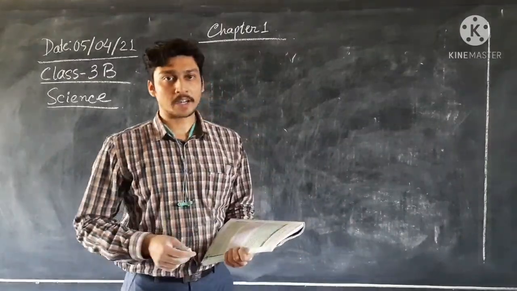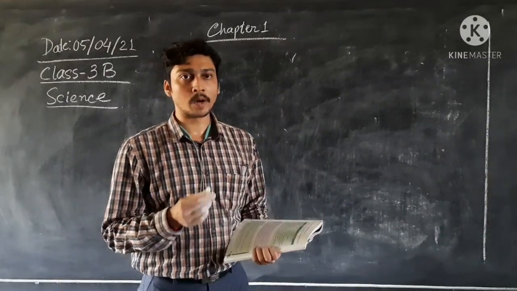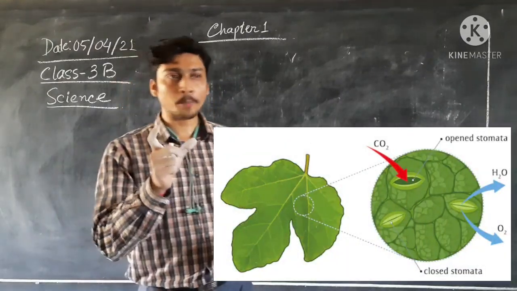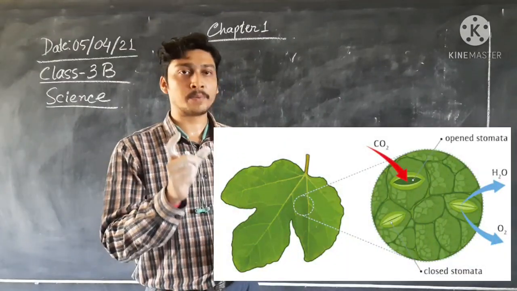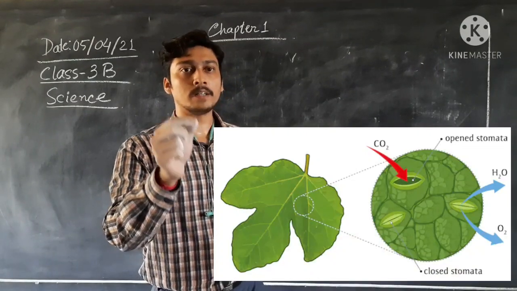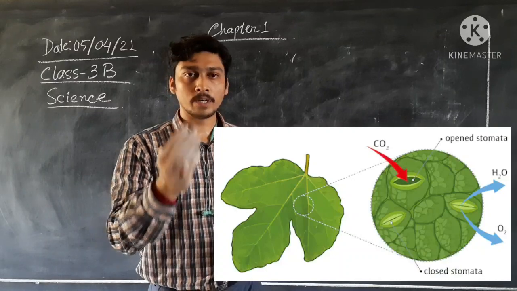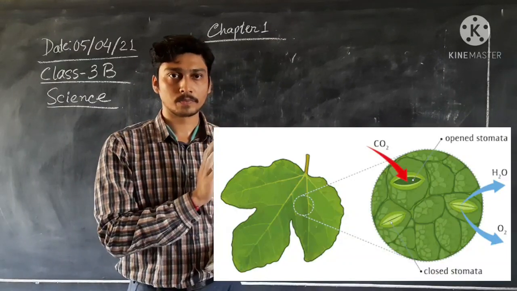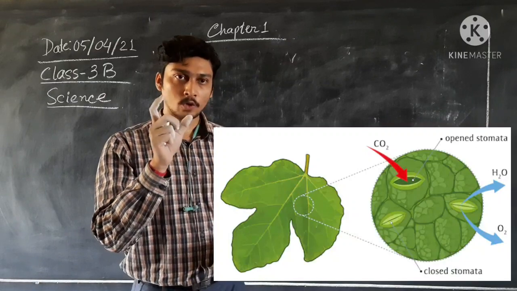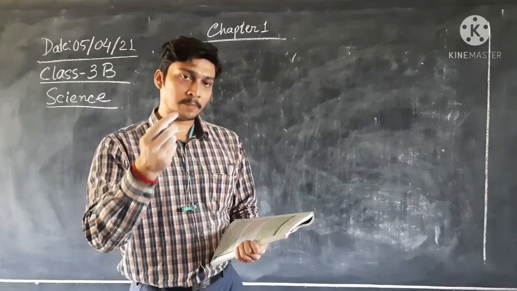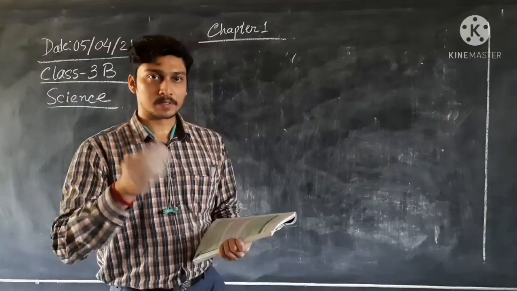Okay, here is stomata. You know about the stomata. Stomata means very small openings that are present on the under surface of the leaf. I will give you the picture of stomata. Stomata are very small openings that are present under the leaves.